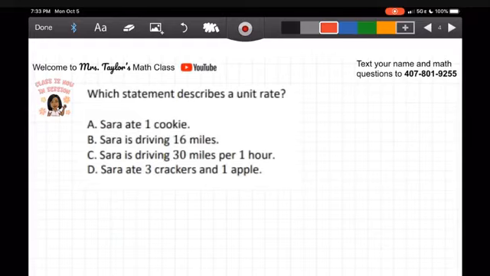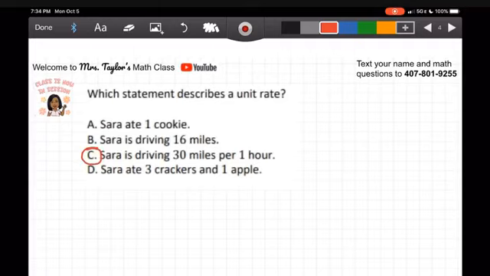It says, which statement describes a unit rate? Would it be Sarah ate 1 cookie? Sarah is driving 16 miles. Sarah is driving 30 miles per 1 hour. Or Sarah ate 3 crackers and 1 apple. For this problem, the unit rate is comparing 2 quantities, in this case miles and hours. So Sarah is driving 30 miles per hour is going to be our unit rate.